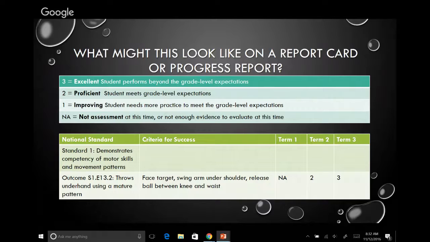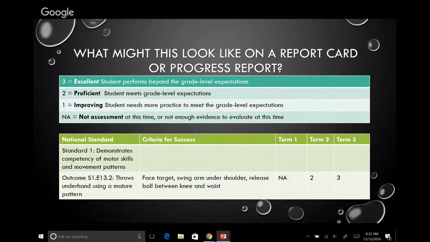So on the top you see just the legend that will help the parents understand what a 3, a 2, a 1, and a not assessed are. And then this would be 2nd grade, because you can see the outcome is S1 E3 3.2, which is 2nd grade. So throws underhand using a mature pattern.